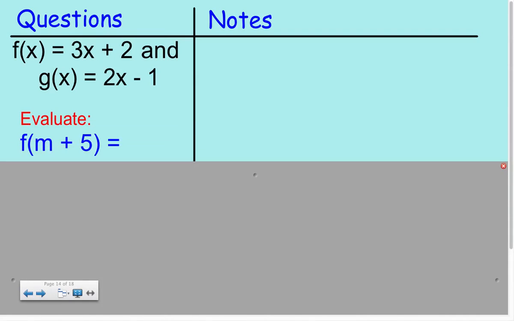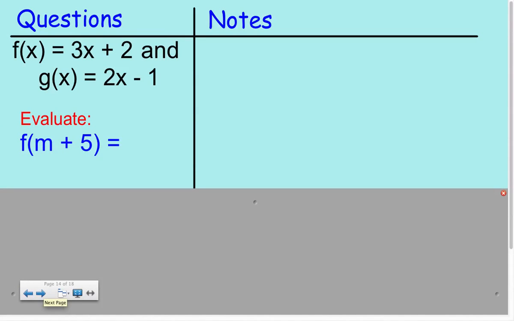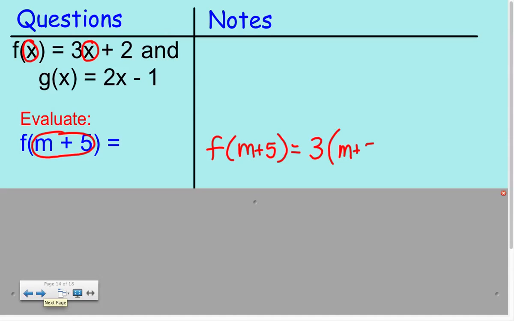Two more examples. f of m plus 5. So this is where it gets a little bit more complicated. We are going to take m plus 5 and plug it in again here and here. So f of m plus 5 equals 3. And then since it's m plus 5, it's 2 parts, I'm going to make sure I keep the m plus 5 together and put it in parentheses, plus 2.